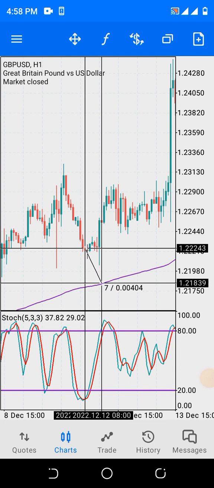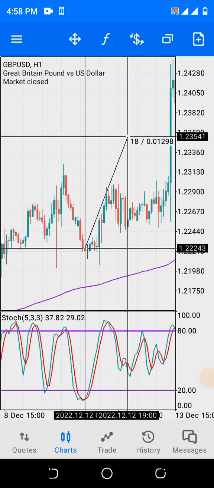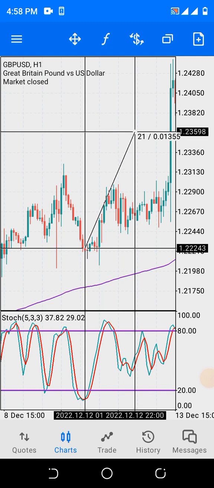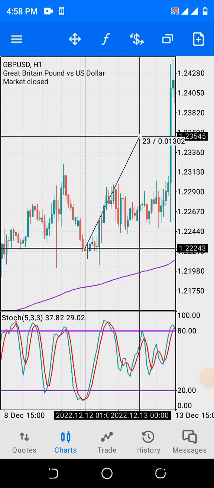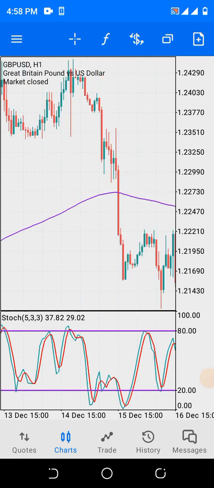So here is 0.004. So times 3 of 0.004 should be 0.012 something. So our take profit should be somewhere here. This is 3 times our stop loss. Do you understand? 0.012 something. Do you understand? So it is what, a profitable trade. That is it. So that is how you make use of it.